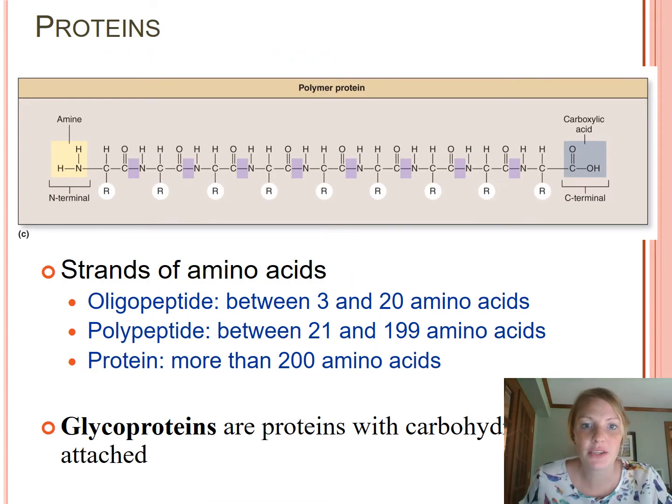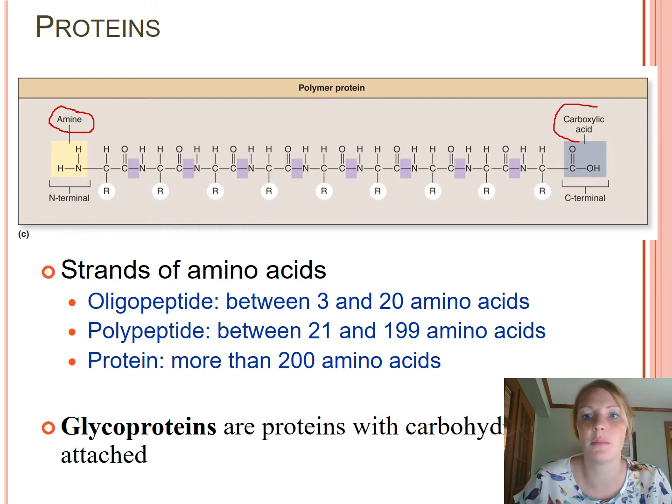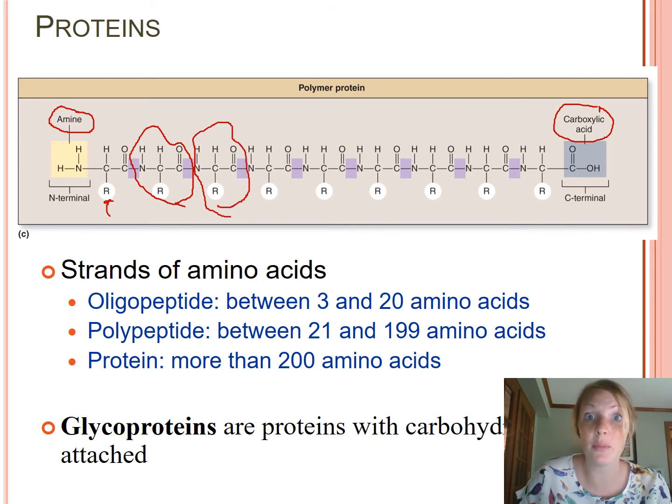Here's an example or picture of a polypeptide, and you can see in this picture, here's our amine group and our N terminal, and here's our carboxyl group or carboxylic acid in our C terminal. And R is just signifying that these are functional groups, and there could be any variety of the amino acids here. So this would be one amino acid here, and this would be another amino acid here, and all the purple boxes are indicating the peptide bonds between each amino acid.